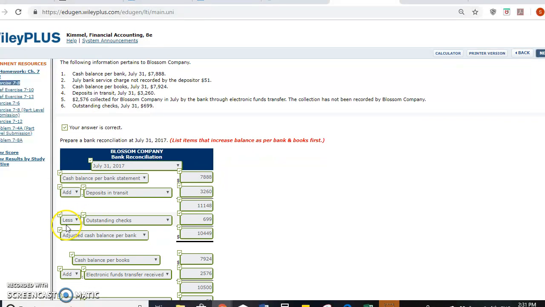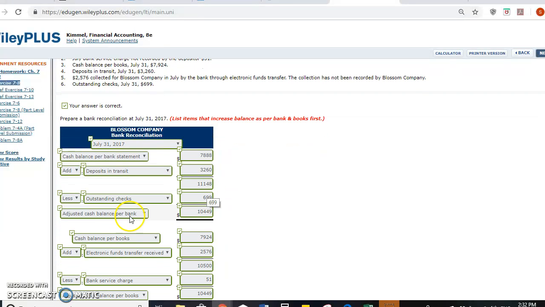Now we're going to subtract the outstanding checks. Since those things have not been deposited, but really we don't have that cash anymore because we've already written those checks. And that is, as it says up here, $699. So subtracting that, we get our adjusted cash balance per bank, which is $10,449.